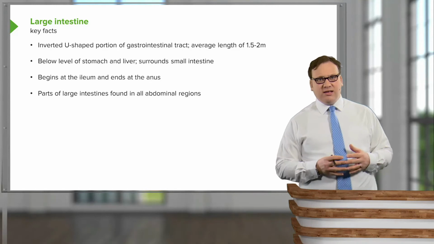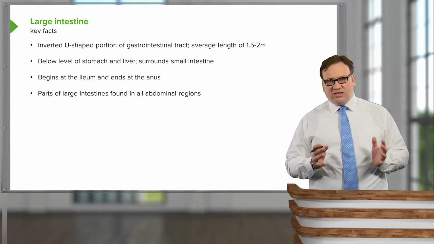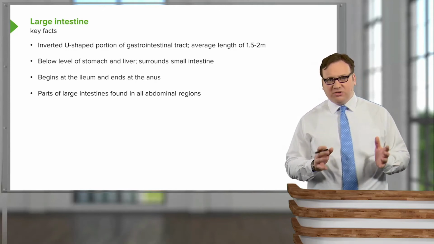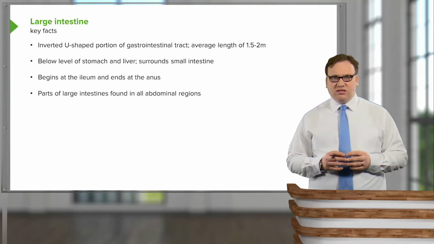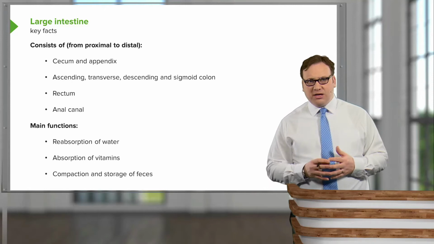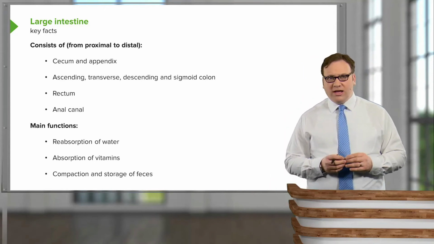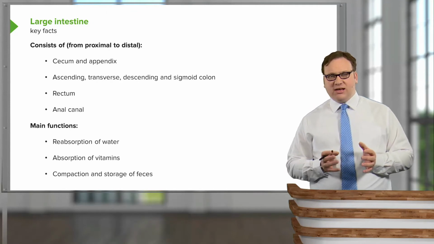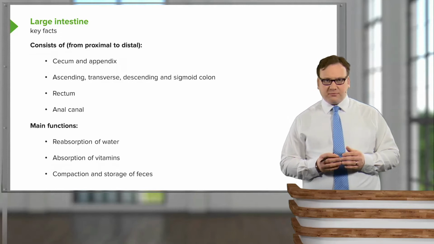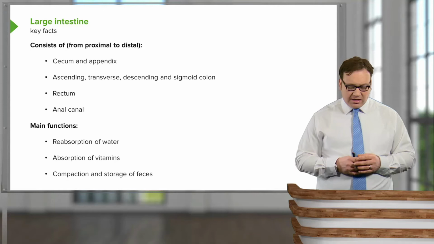Parts of the large intestine can be found in all abdominal regions. So the large intestine, with its inverted U shape, can be found in the vast majority of the abdominal regions. It consists of a cecum and appendix, which we mentioned previously. Then it has 4 parts which constitute the colon: ascending, transverse, descending, and sigmoid. And then finally we have the rectum, which is continuous with the anal canal. And we'll look in detail at these parts in a subsequent lecture.